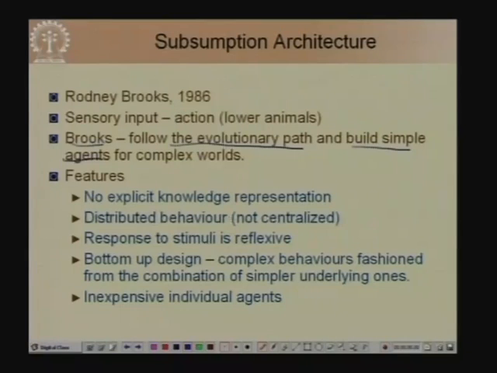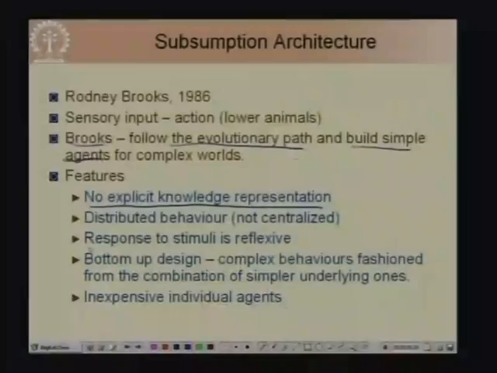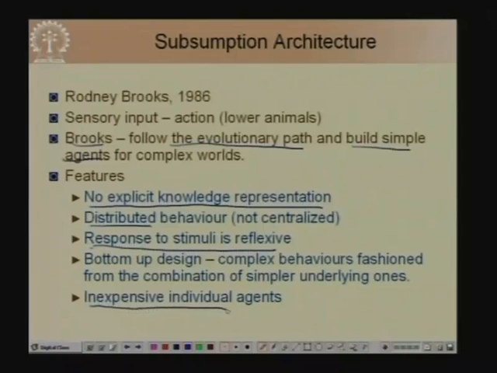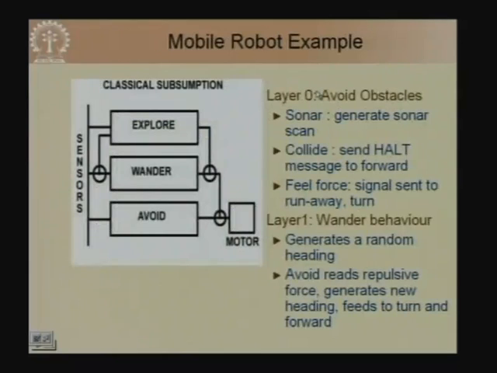The features of his subsumption architecture are that there is no explicit knowledge representation. Behavior is not centrally controlled, but is distributed among different components. The response to stimulus is reflexive, and importantly, the design is bottom up. Complex behaviors are fashioned from combinations of simple behaviors. Simple behaviors are put together to achieve complex behaviors, and each individual agent is simple and inexpensive. So, the subsumption architecture is basically a layered architecture.